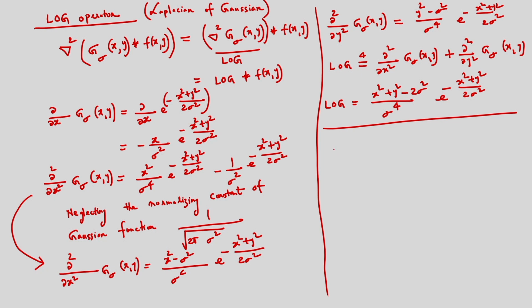In this case I have one parameter, and the parameter is sigma. This sigma is a parameter that controls the extent of blurring.